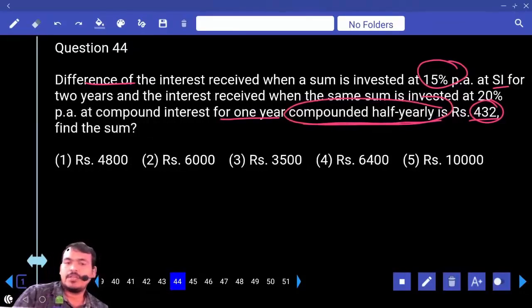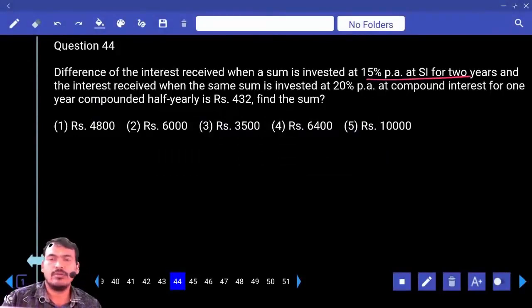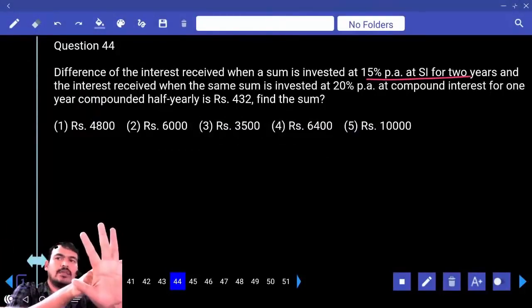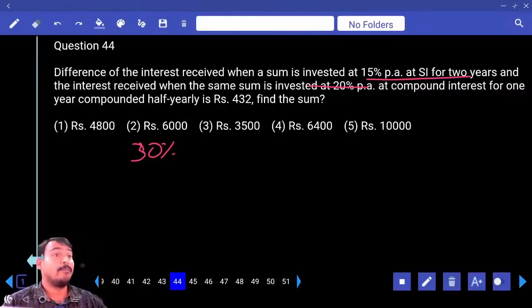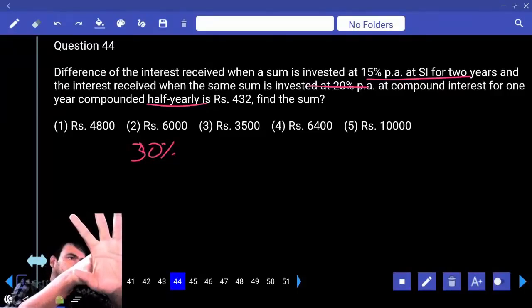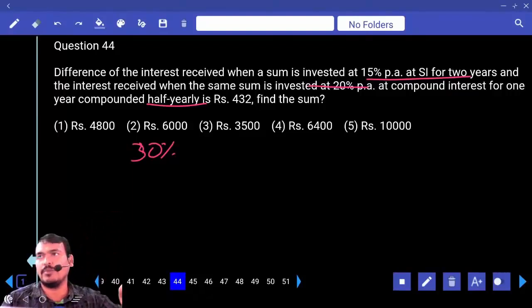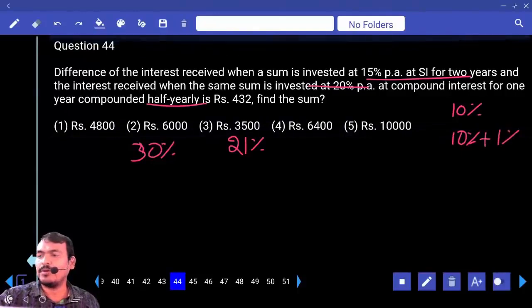First we need to identify the simple interest. 15% per annum in simple interest, how many years are given? 2 years. 15% for 2 years means first year 15, second year 15, total 30%. Simple interest is 30%. Compound interest per annum is 20%, but the required interest is on a half yearly basis. Per annum 20% means first 6 months 10%. Next 6 months 10% plus 10% of 10%, total 21%. First 6 months 10%, next 6 months 10% plus 1%.